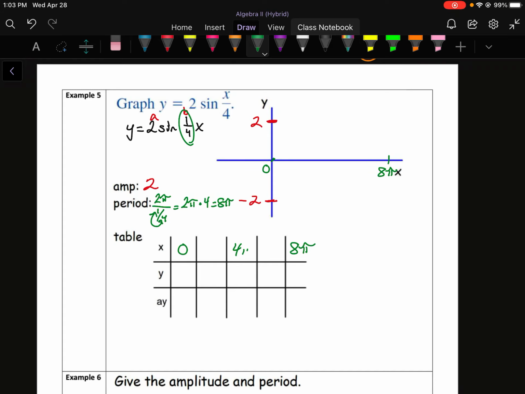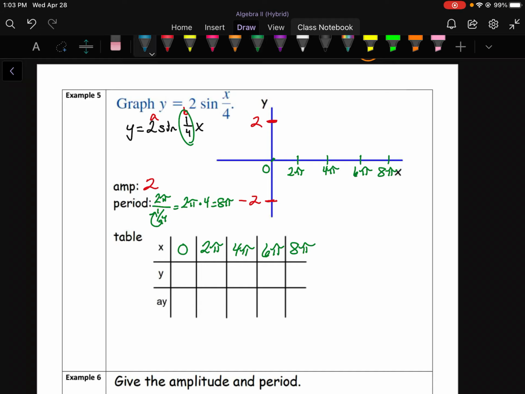Which would be 4 pi. It's halfway between those two, so I'm going to add that to my graph. And then 0 and 4 pi, the middle of those two would be 2 pi. So I'll add that to my graph, and then the middle of 4 pi and 8 pi would be 6 pi. And I'll add that to my graph as well.